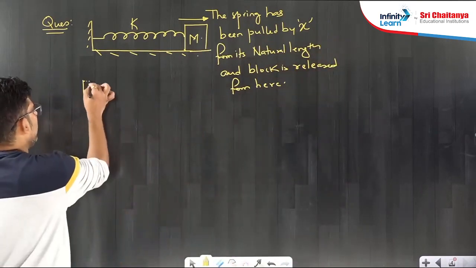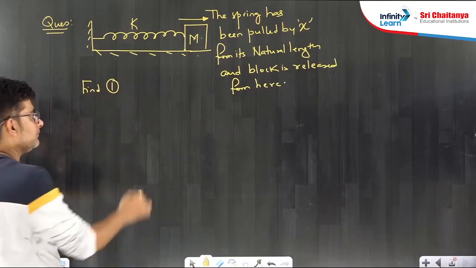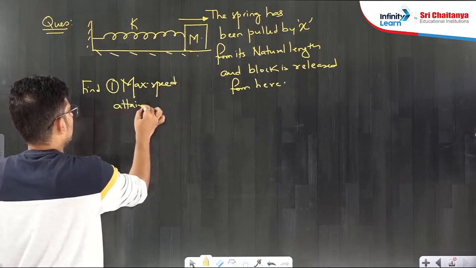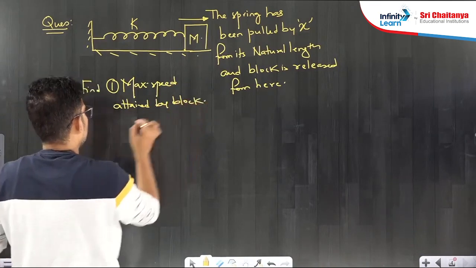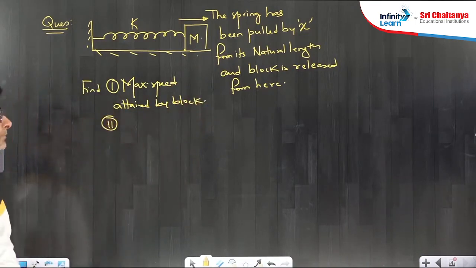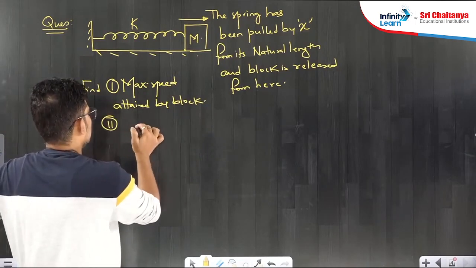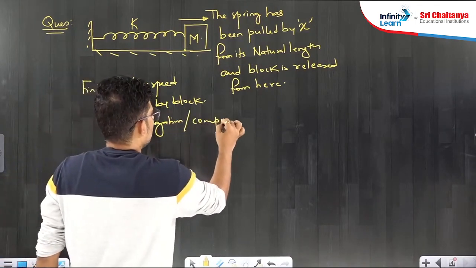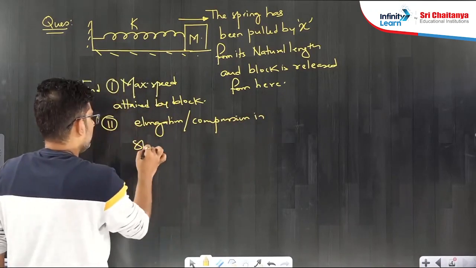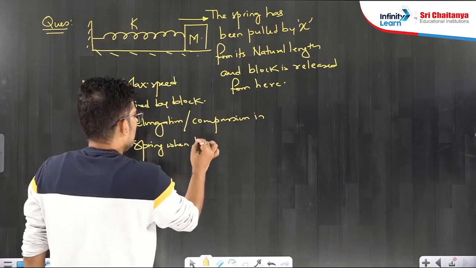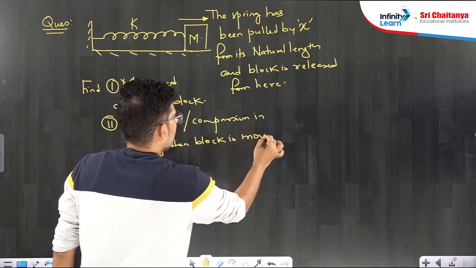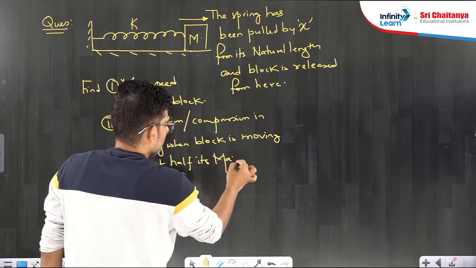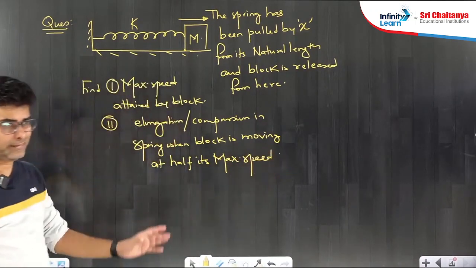So question again is, find number 1, maximum speed attained by the block, and number 2, elongation or compression in the spring when block is moving at half its maximum speed. Try to understand.